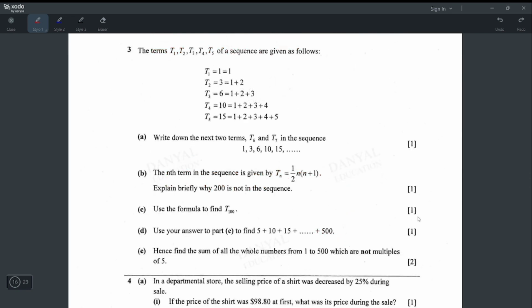For the third question, it's quite interesting. We have a sequence called t here, where t1 is 1 and t2 is 1 plus 2, t3 is 1 plus 2 plus 3, and so on. So the first part of the question is quite simple. We just need to find what t6 and t7 are.